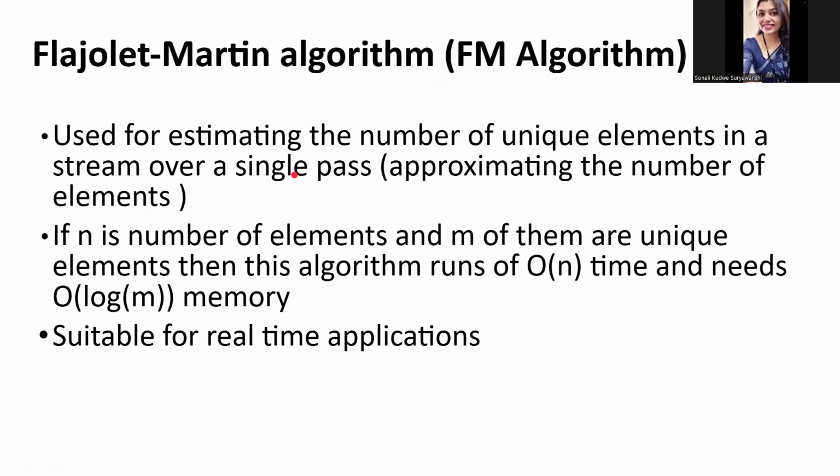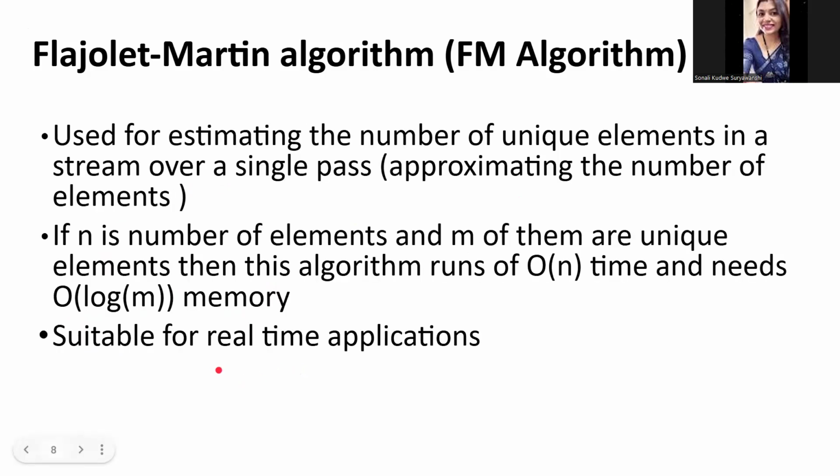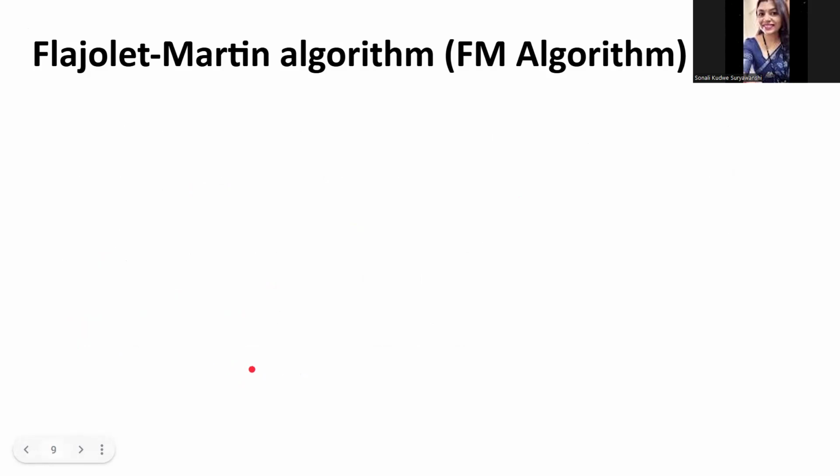Now, if we have total n elements in the data stream, and out of those n elements, there are m unique elements, so in short, this algorithm takes big O of n time to run to find out the m unique elements, and the total amount of space that is needed to store those unique elements is big O of log m memory, right? And this algorithm is suitable for real-time applications also. The only disadvantage is it is going to give you an approximate count, not the exact count.